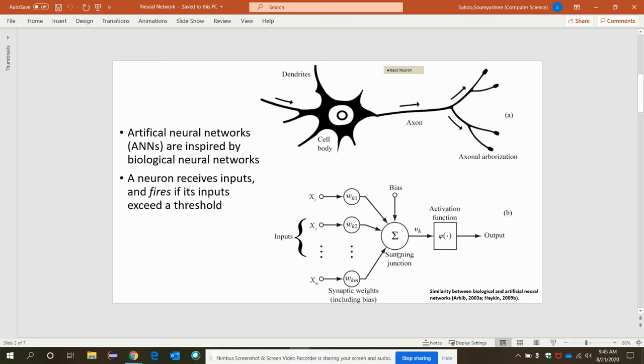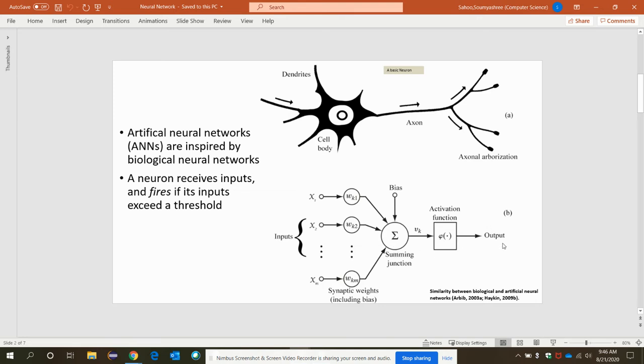Then next comes the summing junction. It is a merging junction that calculates the net input to a cell. The bias can be applied at times, which is used to adjust the output. Along with the weighted sum of inputs to the neuron, this helps the model to be the best fit for the given data. Now next comes the activation function. It determines the output that the cell produces in response to the input by processing the net input from the summing junction, or summing function.